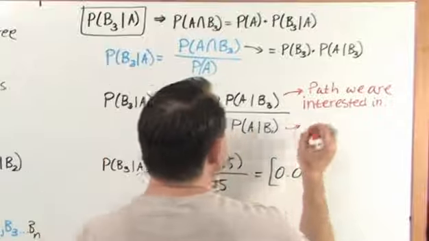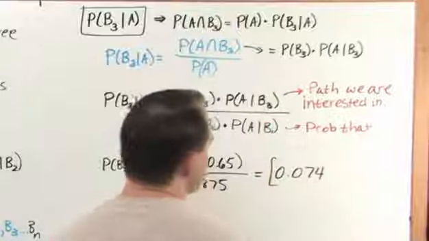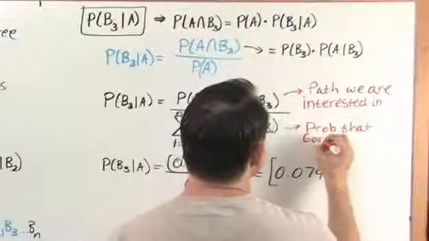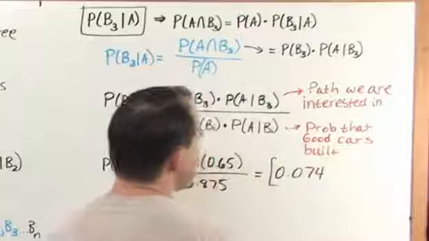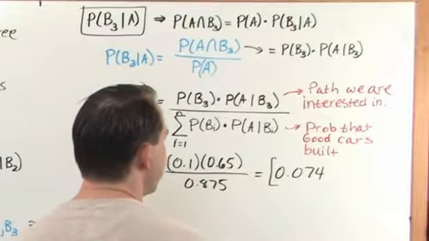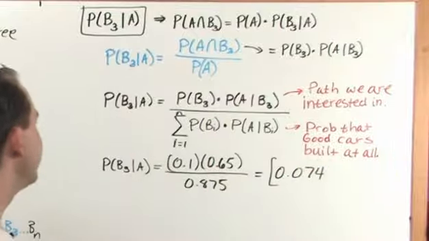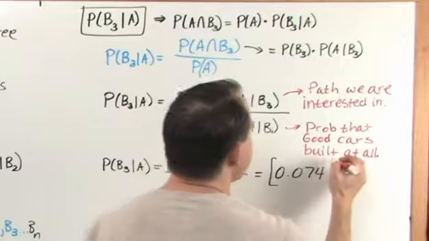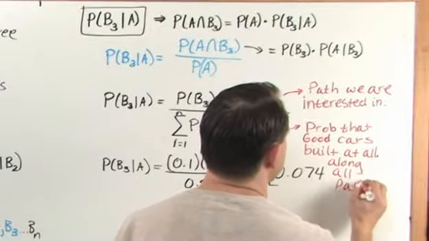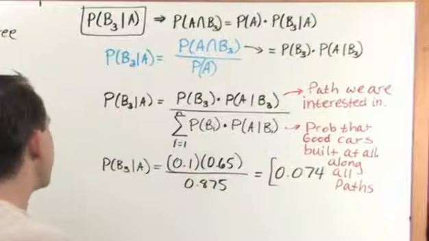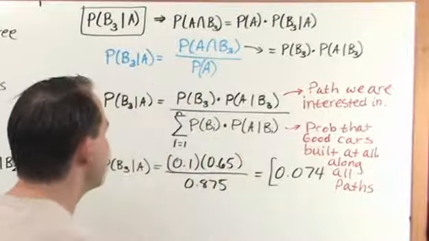The bottom is the probability that, let's just say it this way, good cars are built at all. Basically, because this is taking along all paths, let me write it this way, along all paths. Okay, so you see what you're doing here. You're taking a ratio of the path we care about divided by all paths. That's basically what you're doing, right?